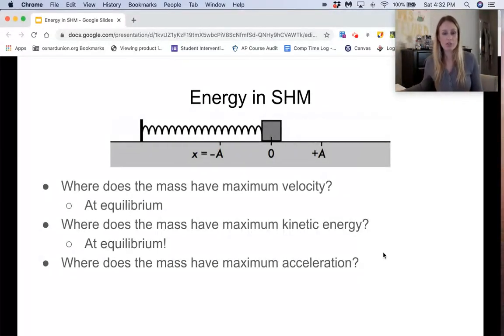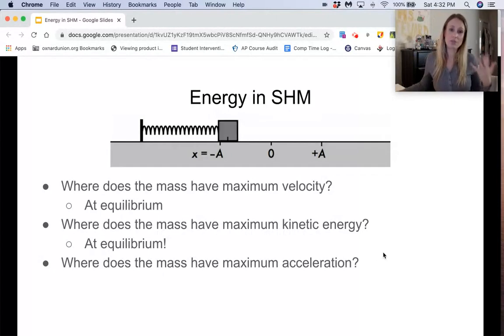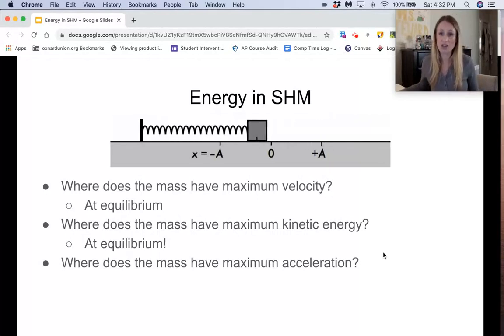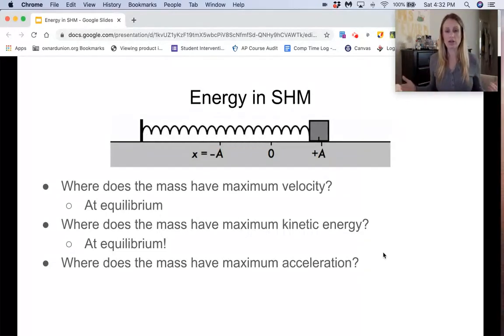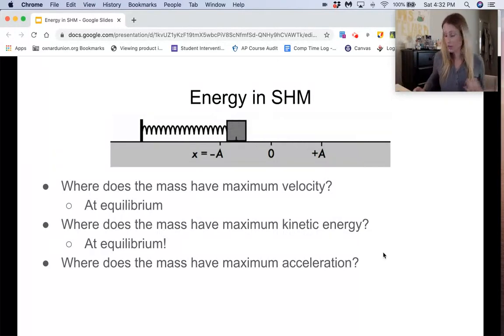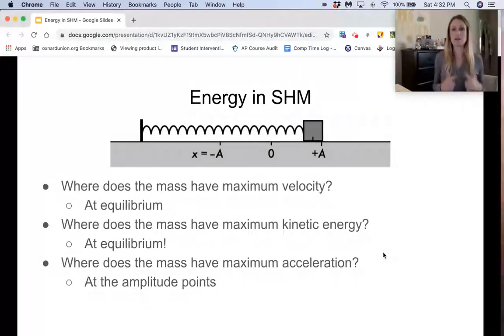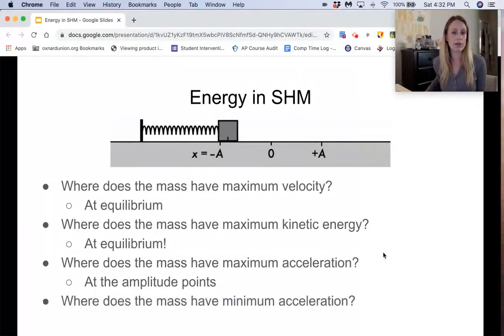Now, if we recall from chapter 8, our spring force equation is force is equal to negative kx, that's Hooke's law. So that means that force is proportional to displacement. So the farther we are away from equilibrium, the greater the force and therefore the greater the acceleration. So therefore, we're going to have maximum acceleration at the two amplitude points because we're the farthest away from equilibrium.